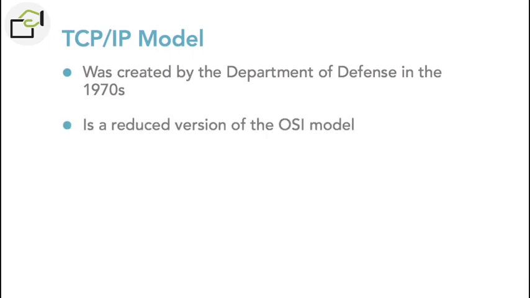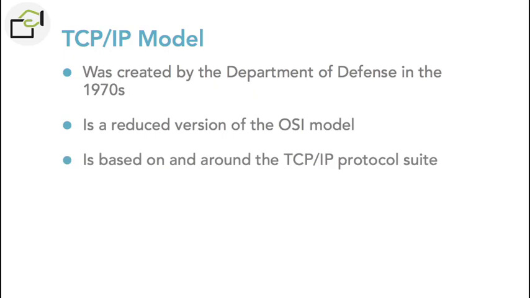Essentially, the TCP/IP model is a reduced version of the OSI model. However, a significant difference between the OSI model and the TCP/IP model is that the OSI model was never based around a real protocol suite, whereas the TCP/IP model is based around the actual existing and commonly used TCP/IP protocol suite. What this means is the different protocols in the TCP/IP protocol suite will match up perfectly with the different layers of the TCP/IP model.